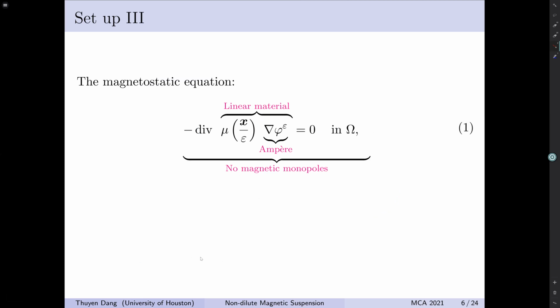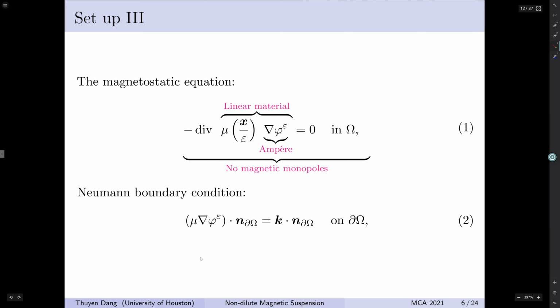So the first equation is the electrostatic equation. The innermost is the Ampere law, the middle one is the linear relationship between our materials, and the outermost comes from the fact that we don't have any magnetic monopoles. Okay. So this equation comes with a normal boundary condition here, where K is a divergence-free vector field, which is defined on domain omega. So here we have the boundary condition on the boundary of omega, but K is actually defined on omega.